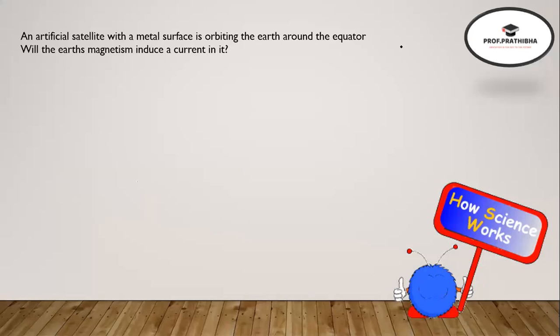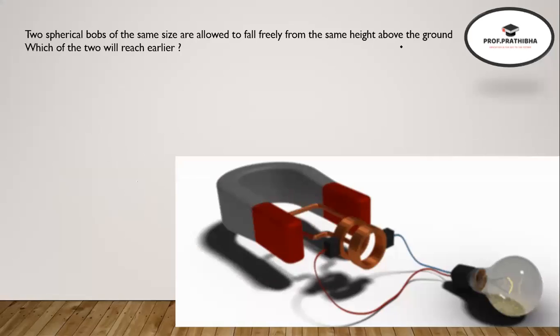I don't think you will have to do this. Artificial satellite is not required. Okay. Now, say for example, there are two spherical bobs. Okay, one is metallic and the other is glass.